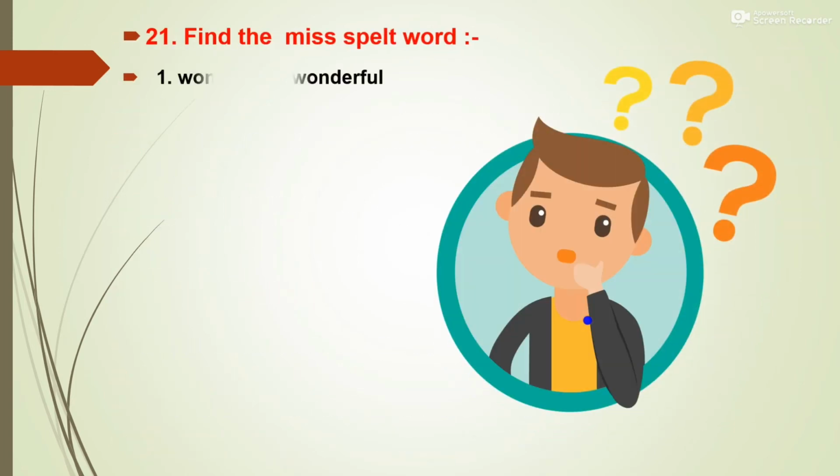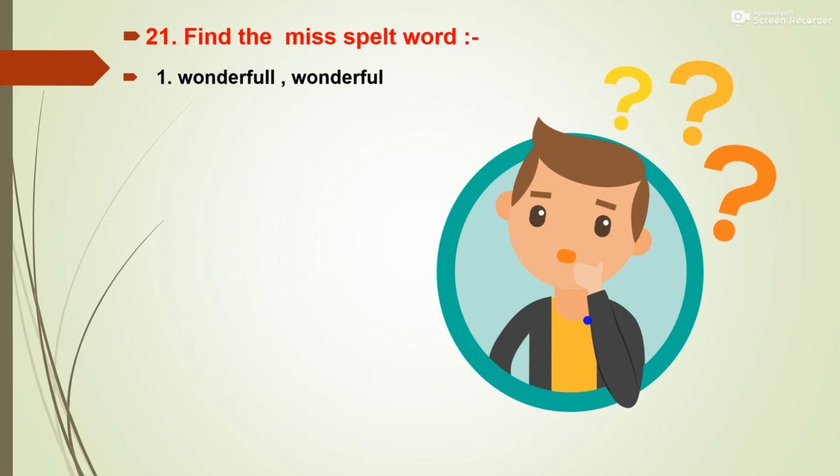Now find the misspelled word. Students, here what students do, they don't read the question properly. They don't understand the question properly. They read only once and then answer, so they write the wrong answer. So first we have to read the question as much as we have to read till we understand the question. Then we will answer.